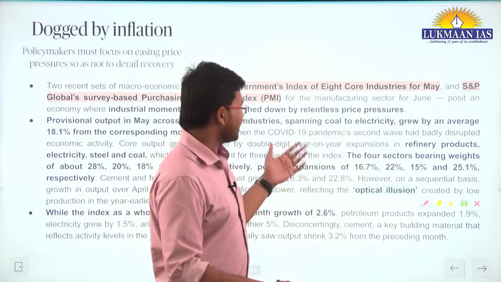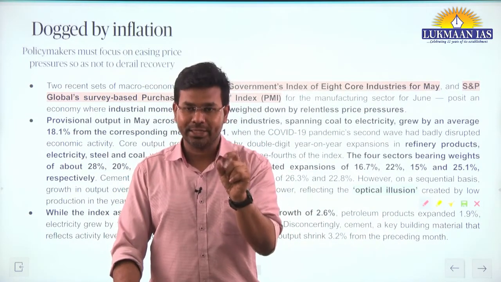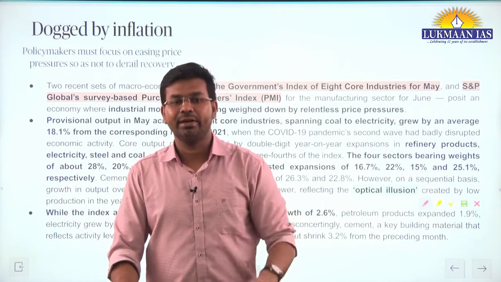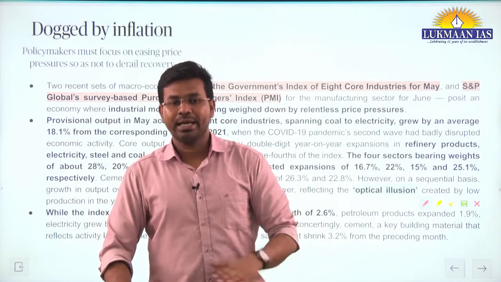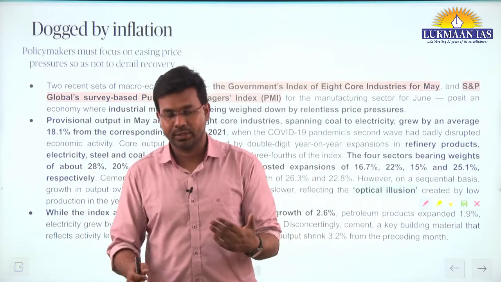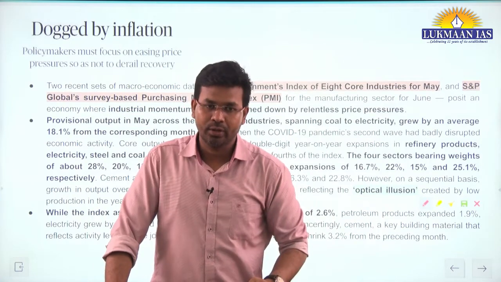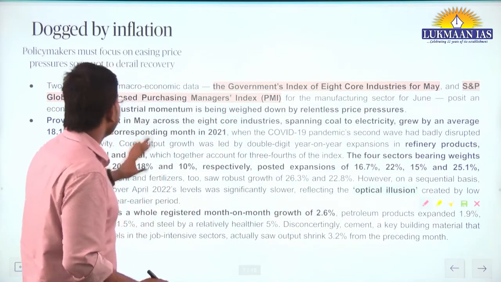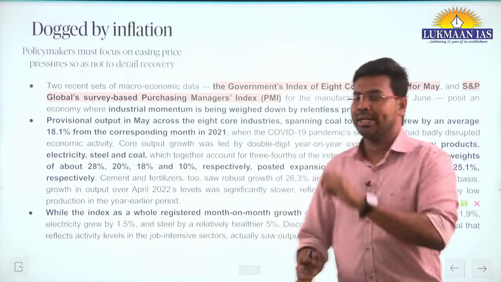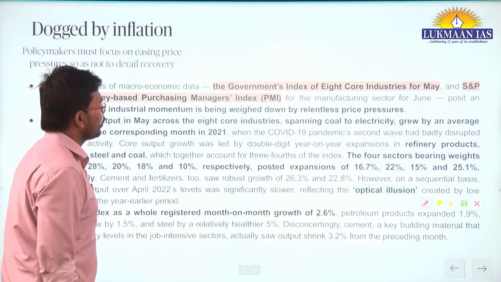Okay, so inflation is a healthy thing for an economy, but it is healthy only when the inflation is limited. Unlimited or uncontrolled inflation hampers the growth of the economy in the real sense. So the thing is, we need to have inflation, but inflation should be controlled. And this particular article discusses two important reports or indices. Two recent sets of macroeconomic data.